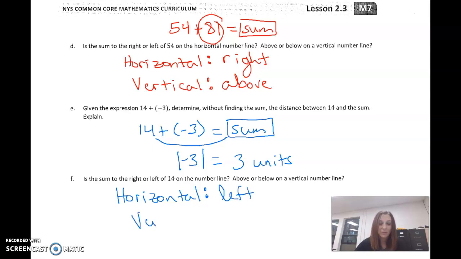On a vertical number line, okay, so if you think of it, we're at 14, we're counting down 3, that means it's going to be below 14. All right, so we're going to pause right here, but what I want you guys to see is all this is understanding that when we're adding on a number line, what are we actually doing? And that's going to help us with our understanding when we get to adding without a number line.